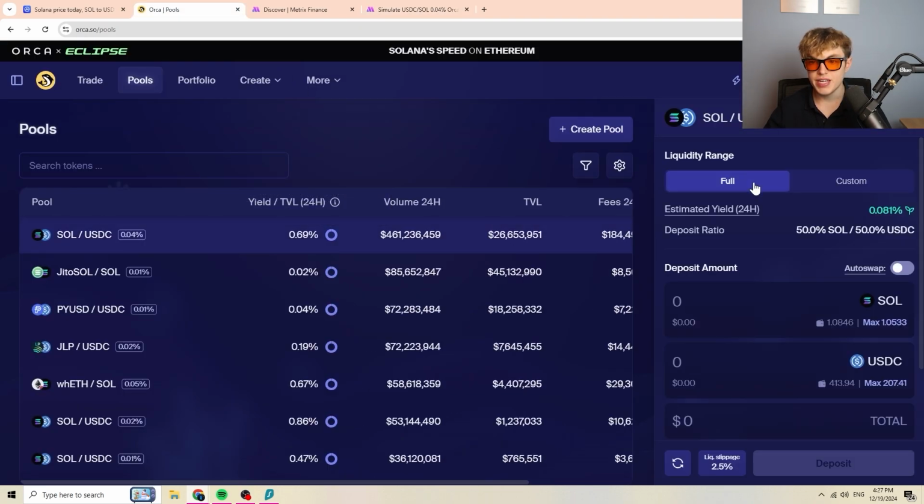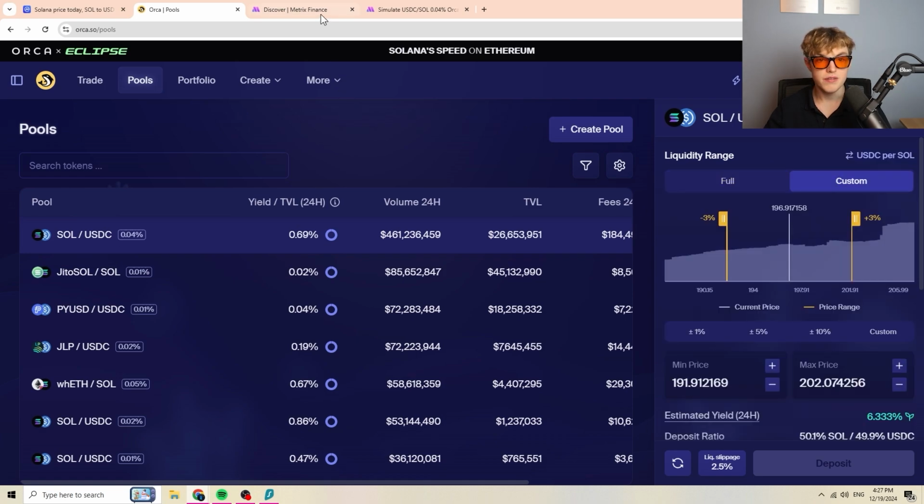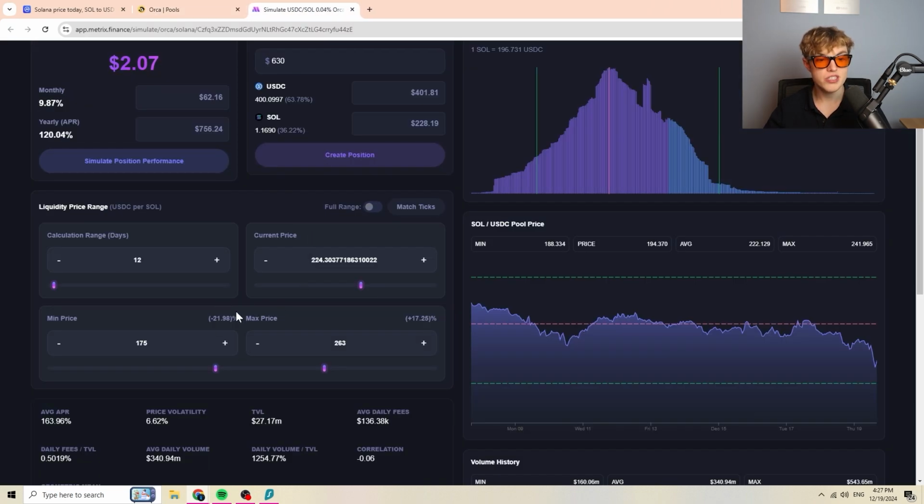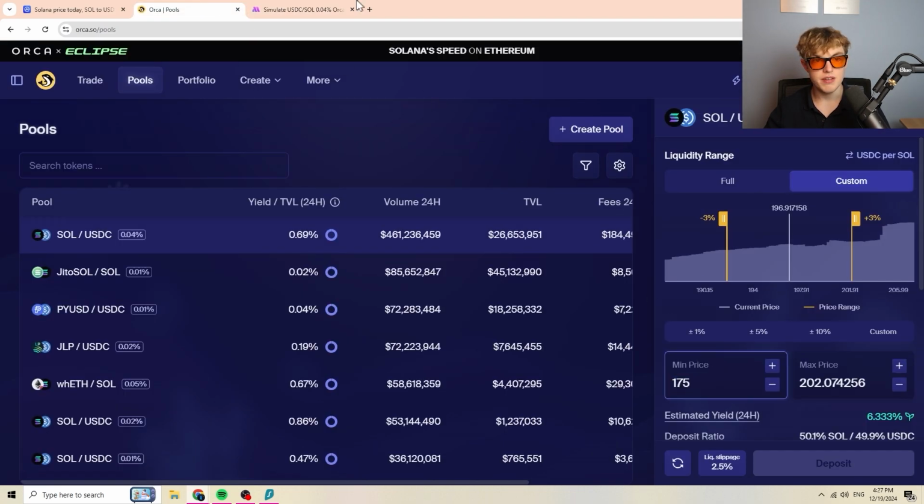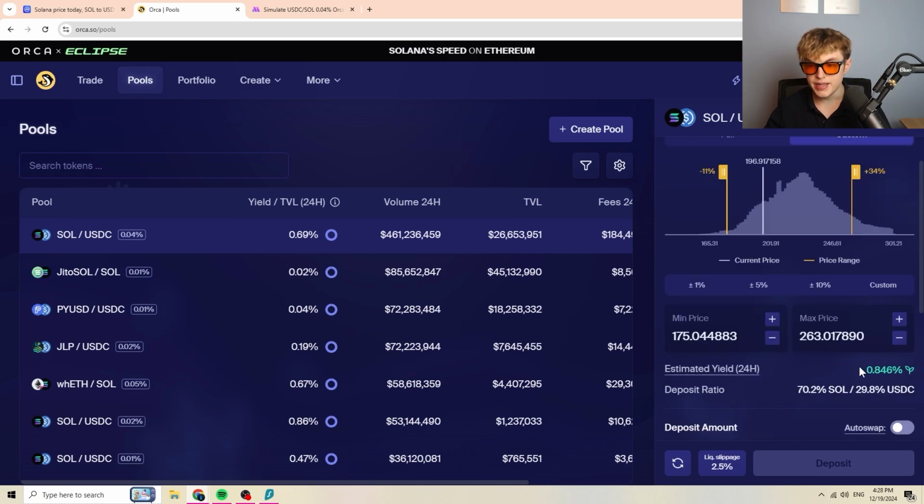And now Orca is going to give us full liquidity range off the bat. I'm going to change this and go with custom because of course I want to type in the range that we just selected here. So min price 175. I typed that in, 175. Max price 263. I'm going to go with that. And it's saying based on the past 24 hours of data, we'd be getting about 0.8% per day. That's really high. I'm expecting to get anywhere from like 0.14% to 0.8% per day.